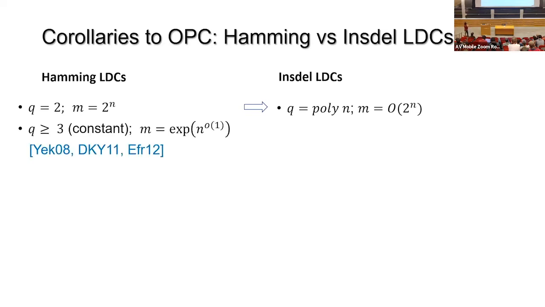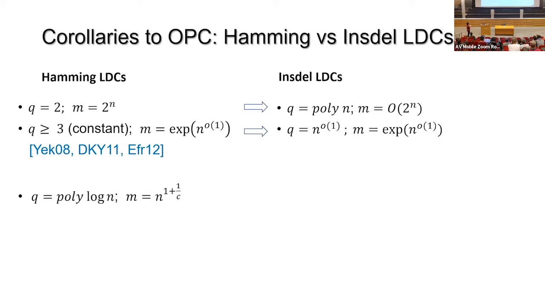Q equals 3 constant. So this is a very exciting line of work by Yekhanin and others when they discovered that there exist sub-exponential length 3-query LDCs. That again doesn't imply anything too interesting in this setting as well. So where things start to be interesting is in the polylog query regime.